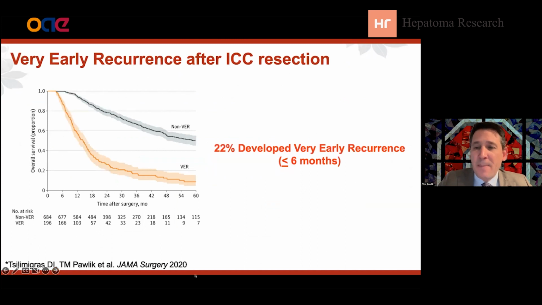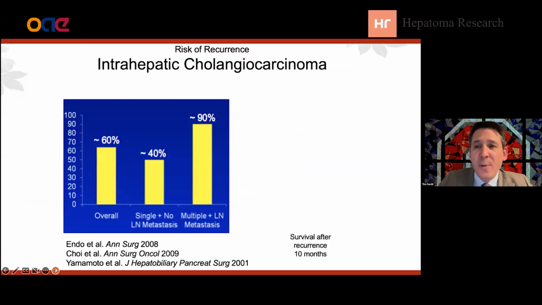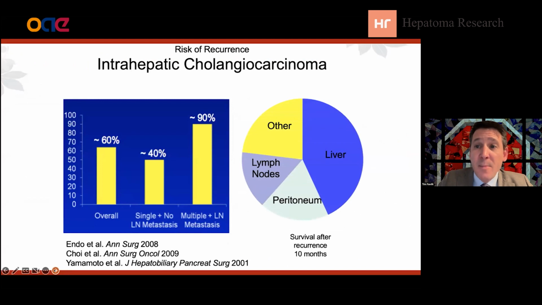And in fact, in this paper that we recently published in JAMA Surgery, we noted that 1 in 5 patients experience a very early recurrence and recur within 6 months of surgery. So we're talking about large operations that have some level of morbidity, and 1 in 5 patients are recurring within 6 months. So that is why, again, if we could use calculators such as the one shown here to identify those patients at highest risk for very early recurrence, perhaps we should not be treating those patients with upfront surgery and should be treating those patients with preoperative chemotherapy.